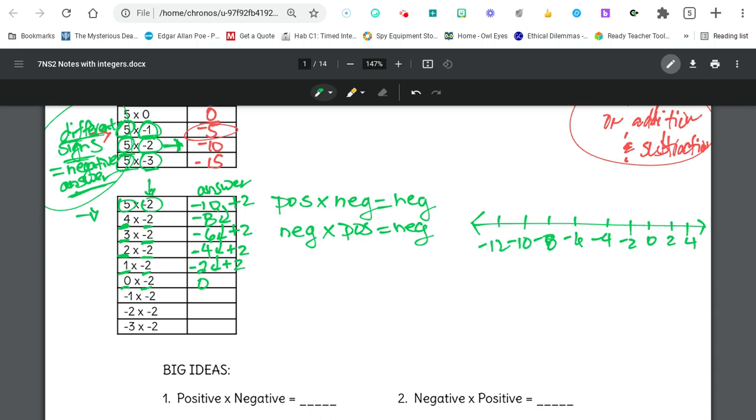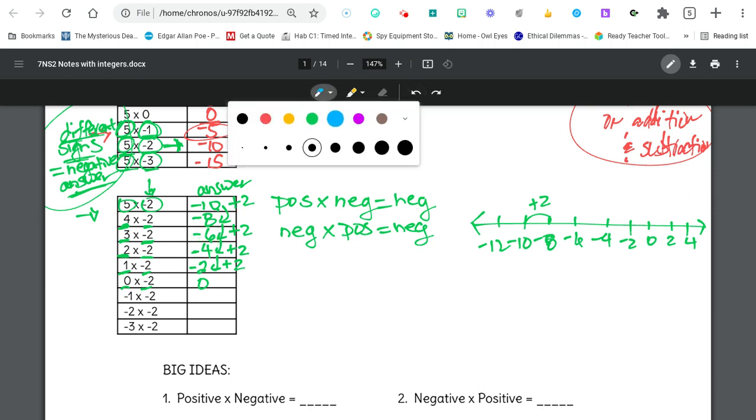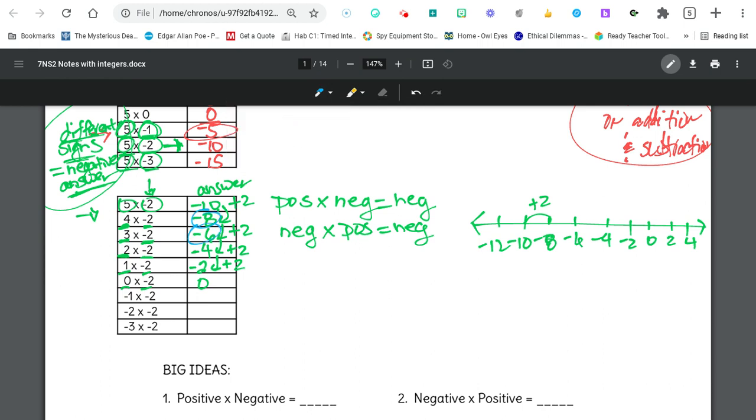If I go from negative 10 to negative 8, I've gone up by 2. If I go from negative 8 to negative 6, I've gone up by 2. Negative 6 to negative 4, I've gone up by 2. Negative 4 to negative 2, I've gone up by 2. Negative 2 to 0, I've gone up by 2. So what do you think the next number is? You're going up by 2. So go 0, go up 2, it puts you at 2.